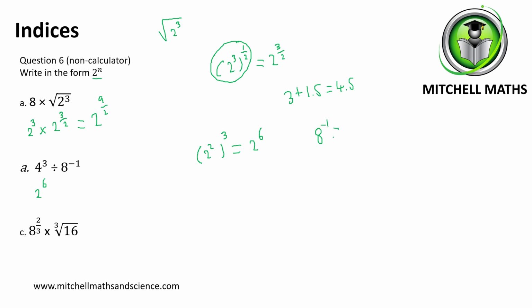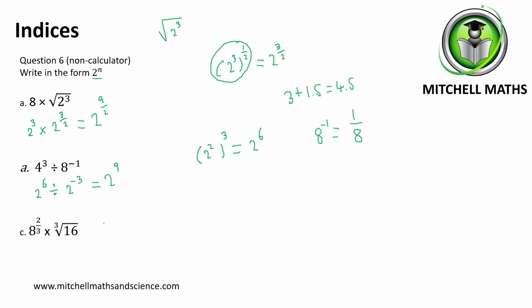Well, 8 to the minus 1 is 1 over 8. And we know that 8 is equal to 2 cubed, because 2 times 2 times 2 is equal to 8. But because it's 1 over that, it's going to be a minus indice. So instead of being 2 cubed, it's going to be 2 to the minus 3. And what we have to see here is it's a division, and when you divide indices, you take them away. So we've got 6 minus minus 3. And because we've got a double negative, we're actually going to add that 3, because we're taking away a negative number. Therefore, we're going to get 2 to the power of 9.